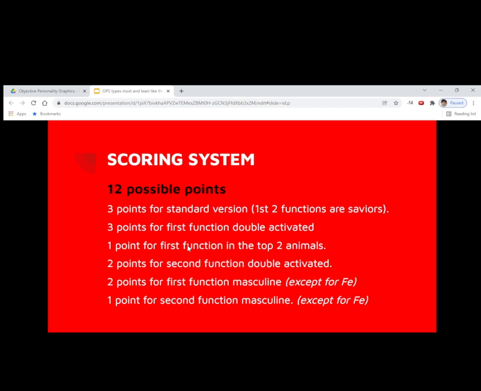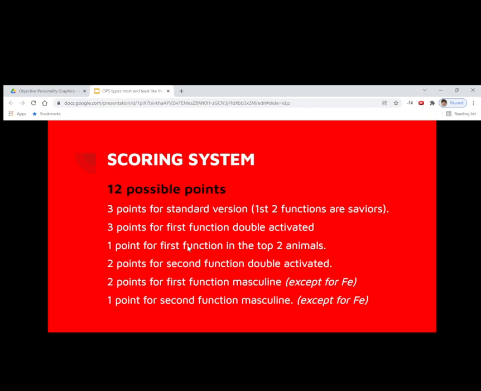So how this works is I'm using a 12-point system. First of all, there's 3 points for being the standard version of the type and not a jumper. This is pretty important because if you're a standard version of your type, your savior functions are the top 2 functions in that function stack. So I think that's pretty significant there, because if you're a jumper, you don't look as much like the standard version because you're using the 3rd function as a savior rather than the 2nd function.